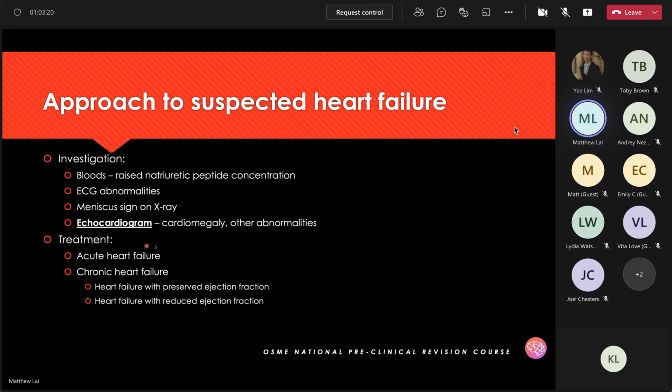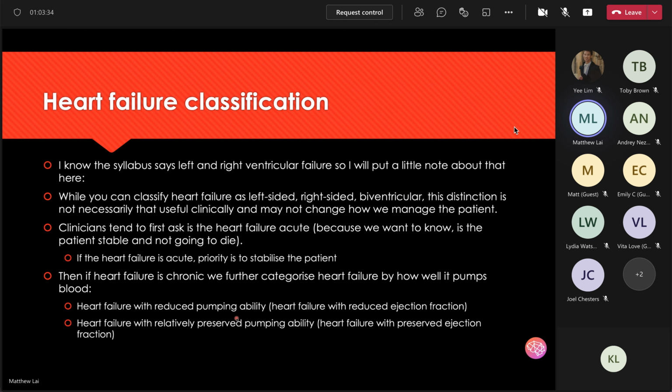In terms of your treatment, you've got three different kinds of heart failure: acute heart failure, chronic heart failure with preserved ejection fraction, and chronic heart failure with reduced ejection fraction. And here's where I'm going to do a little bit of a mini rant on your syllabus dot points. So your syllabus says left and right ventricular failure. But the thing is, while you can classify heart failure as left-sided or right-sided or biventricular, this distinction is not necessarily that useful clinically and may not change how we manage the patient.